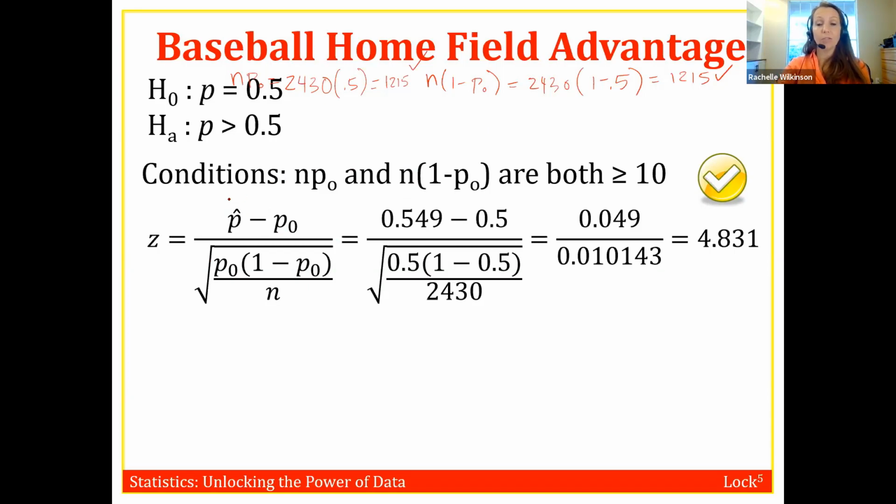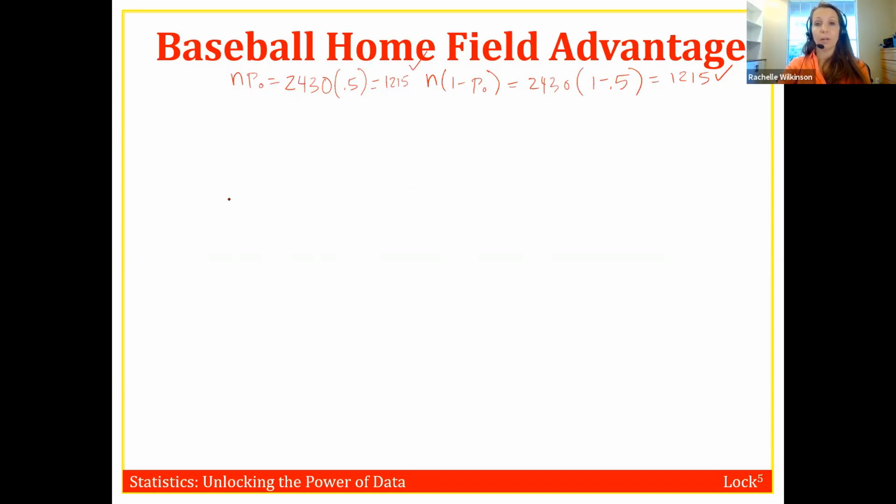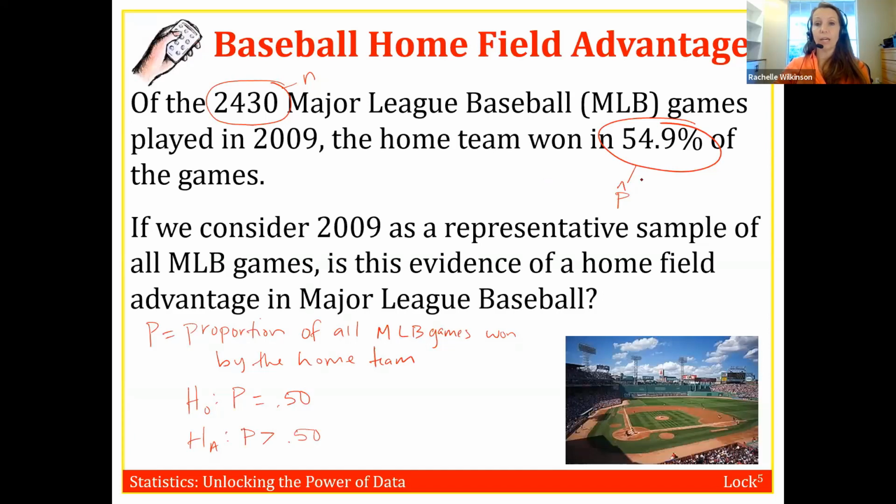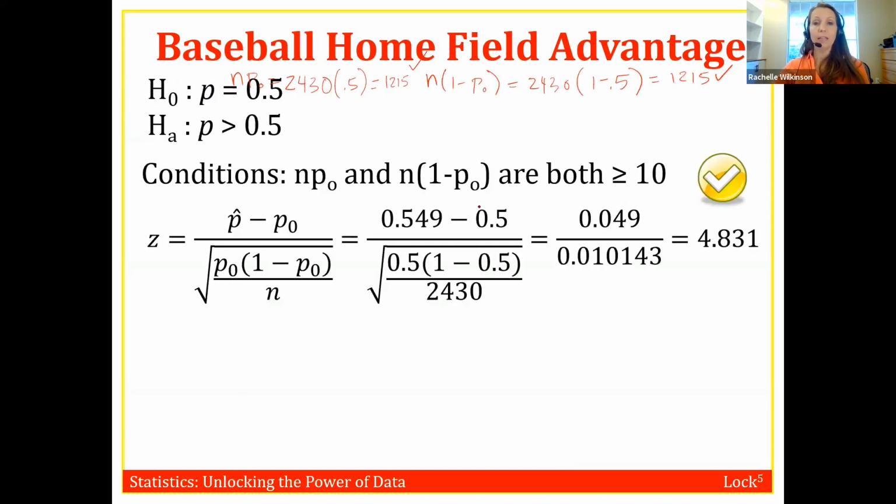So P hat, remember that came from our problem. They told us what P hat was in this case. It's 0.549. And then P naught, that's the value claimed in the null hypothesis. So I'm going to have 0.549 minus 0.5 divided by the square root of P naught, which is 0.5 times 1 minus 0.5, over N, which was 2430. So now you're going to do all those calculations.